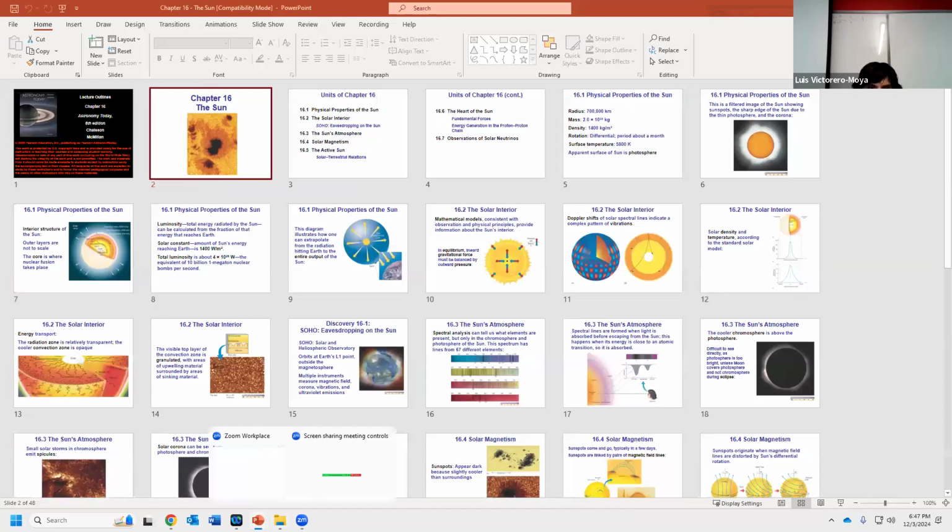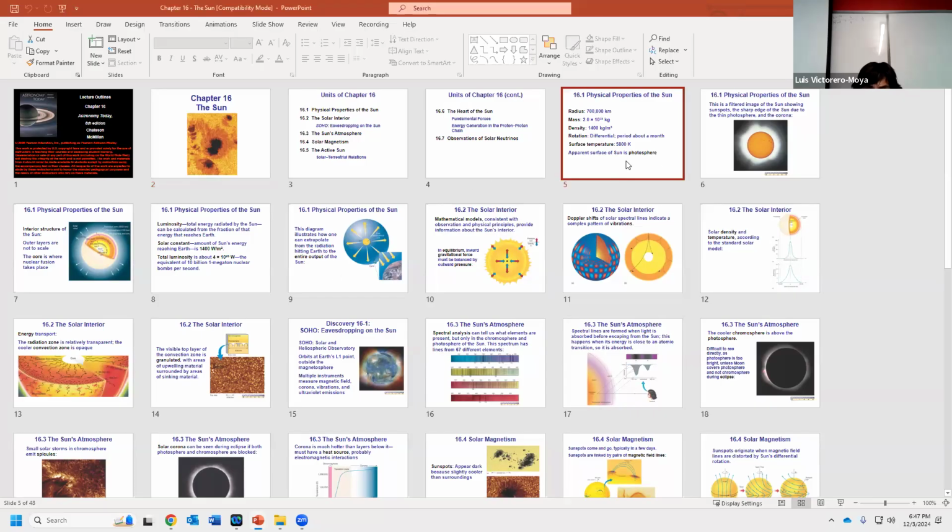Why do we care about the sun? Well, because it's the star that we orbit, and it's one of the main reasons life has evolved around the planet, or on the planet. Let's take a look at some of the characteristics.